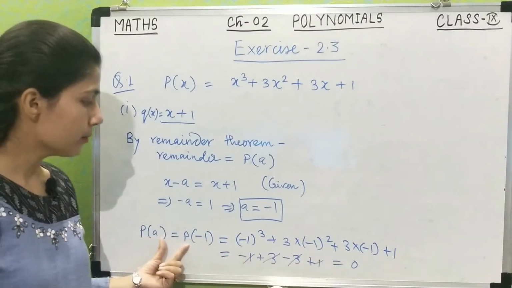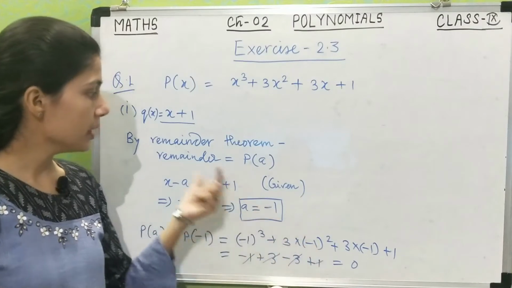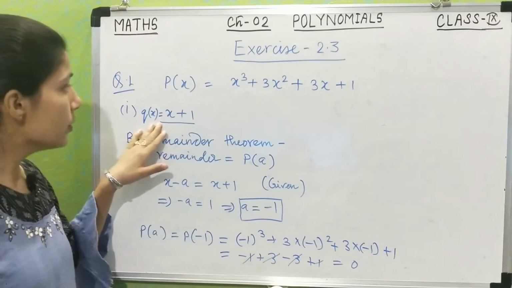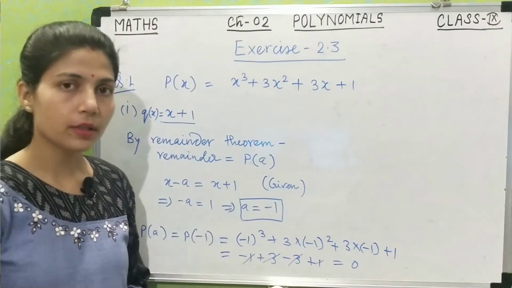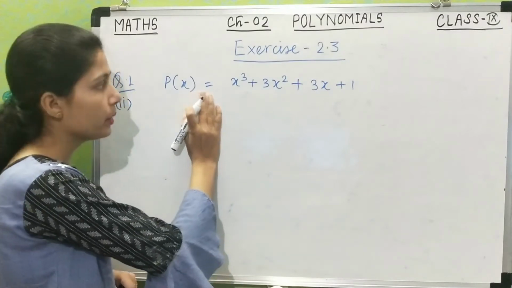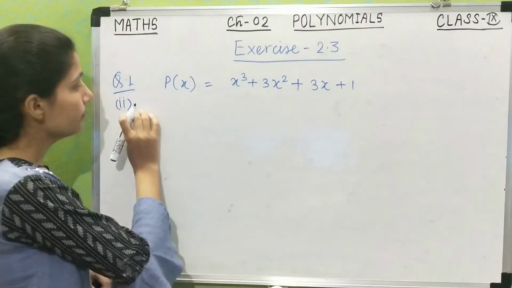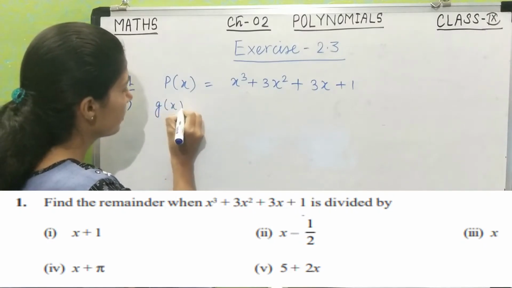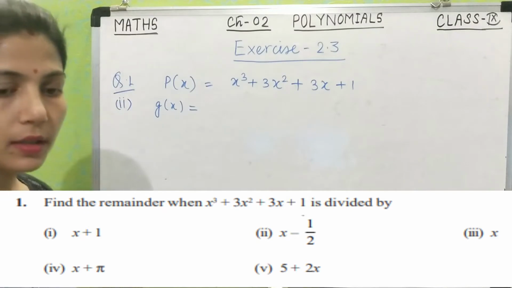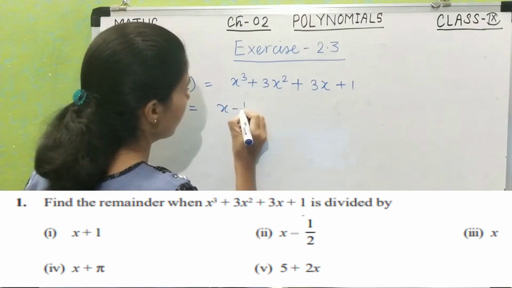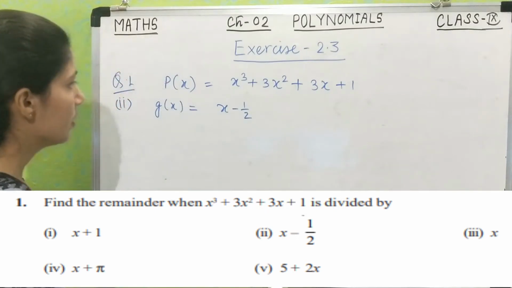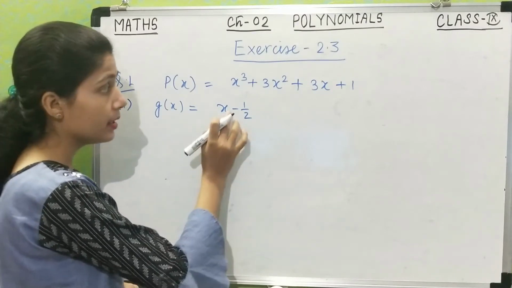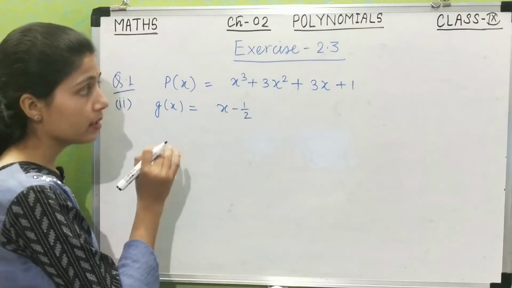What is the value of pa coming? 0 is coming. So your remainder is 0. It means this polynomial is divisible by x plus 1. The given polynomial px is the same, only the divisor is changing. So I am taking the divisor as gx, that is given in the second part, x minus 1 by 2. This is also a linear polynomial, so you can apply the remainder theorem to get the remainder.